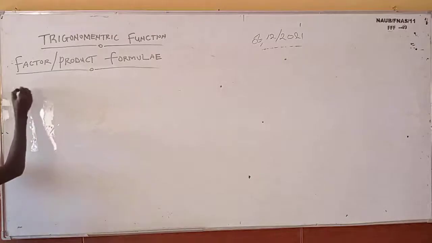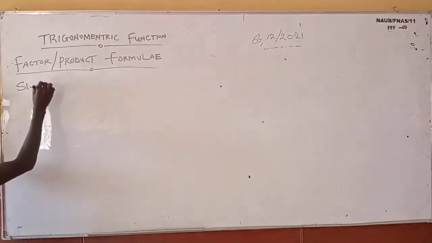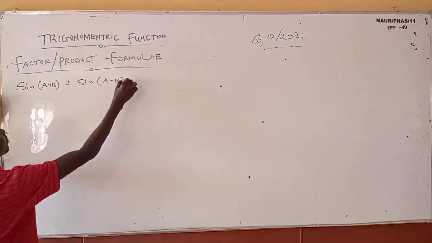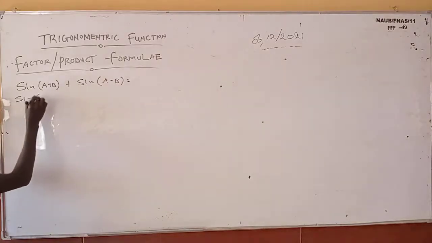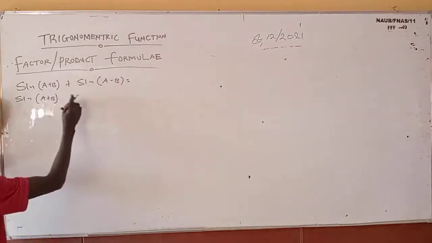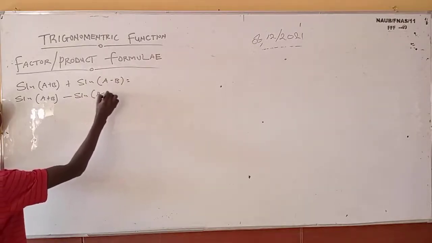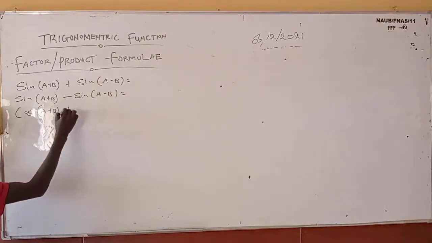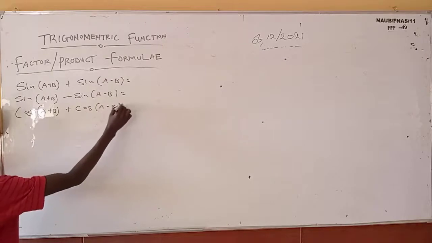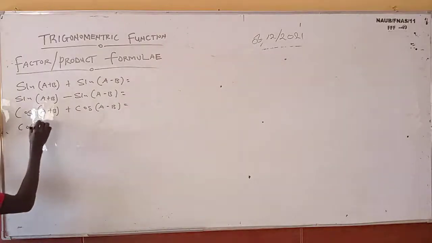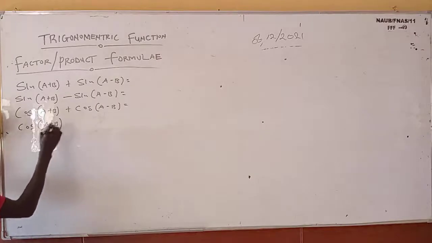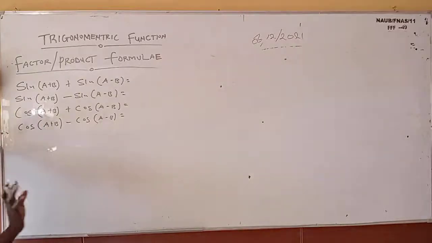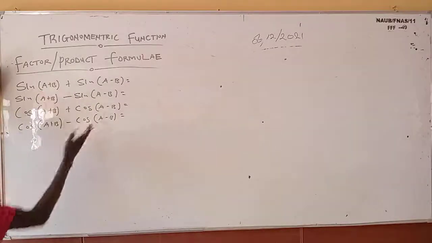You know this: sine A plus B plus sine A minus B. You also know sine A plus B minus sine A minus B. You also know cos A plus B plus cos A minus B. You also know cos A minus B, cos A plus B minus cos A minus B. Alright? These are what you just need to know, and they are very easy to understand.